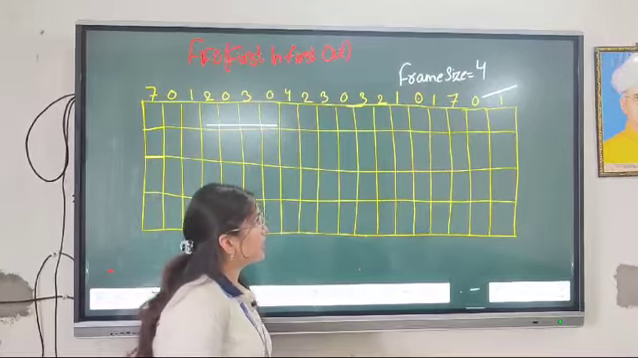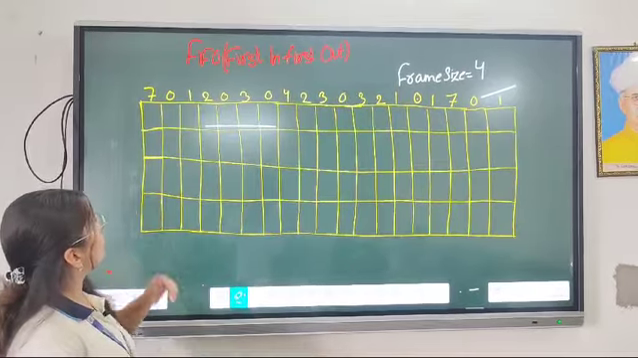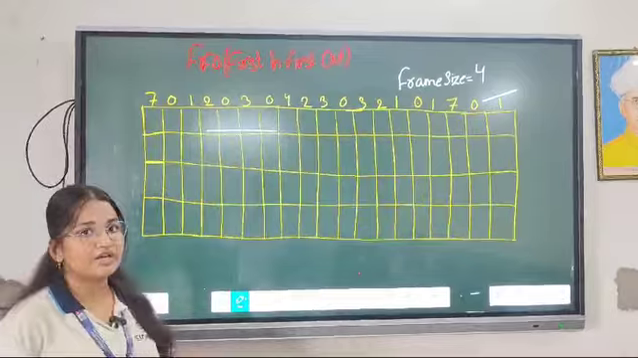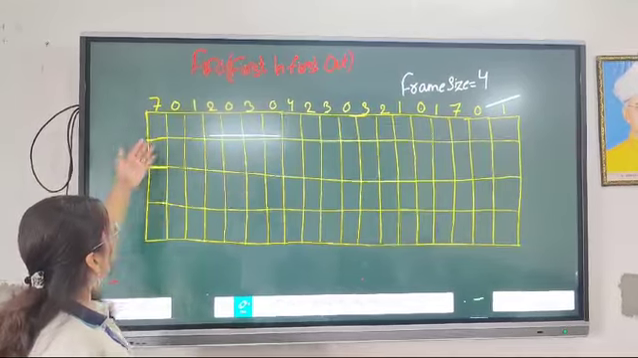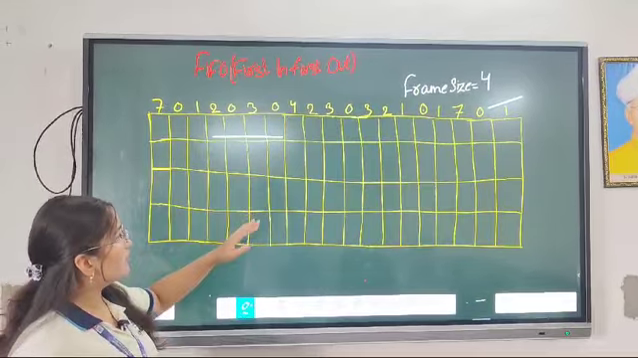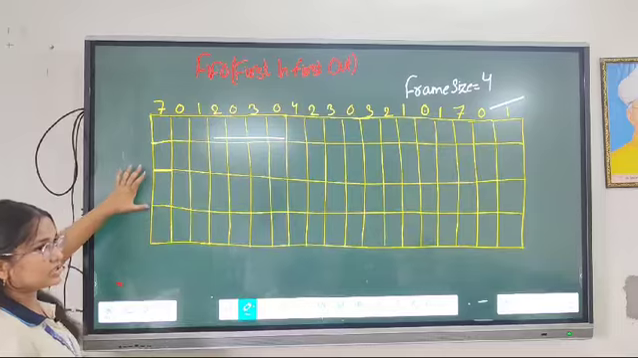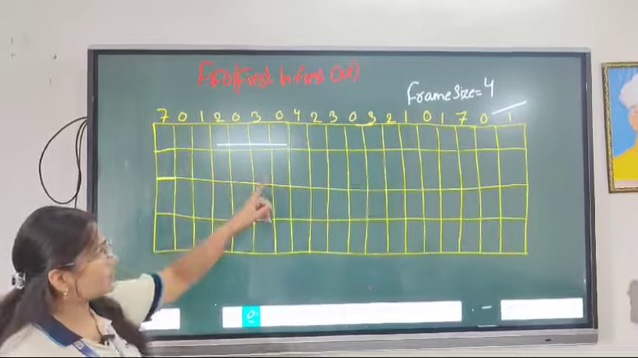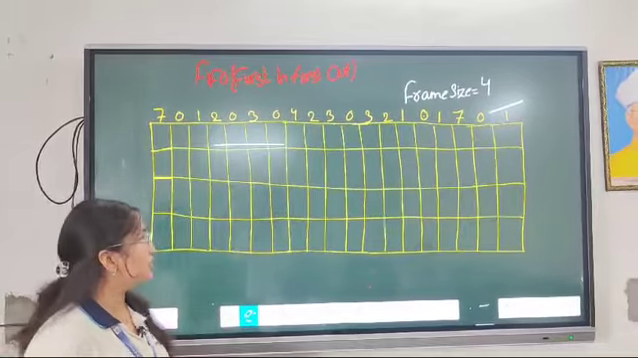Now we'll be solving the question based on FIFO, which represents first in first out. We have a reference string over here and frame size. According to this, the columns are the frame size. So we have frame size 4, and now we'll be solving the question.